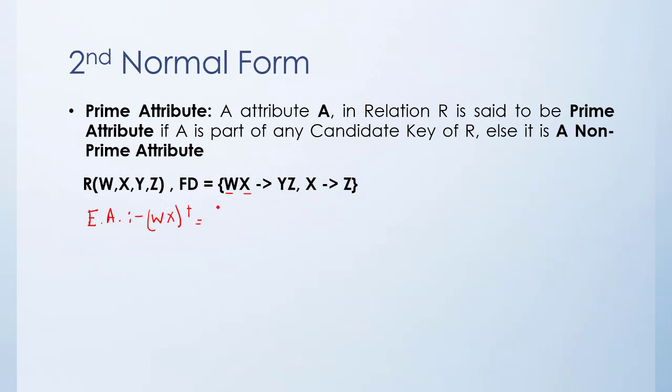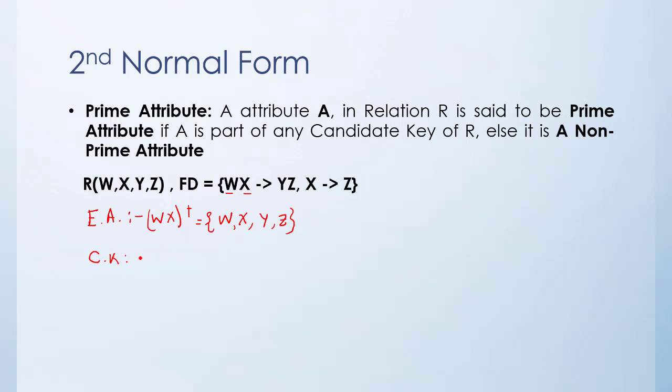Now, if we identify the essential attribute, we can definitely say that those attributes will be present in the candidate key. So we start with the closure of the essential attribute. So WX closure, here we are getting W, X, Y and Z. So WX closure is giving me all the attributes in the relation R. So we can say that for the relation R, my candidate key will be W and X.